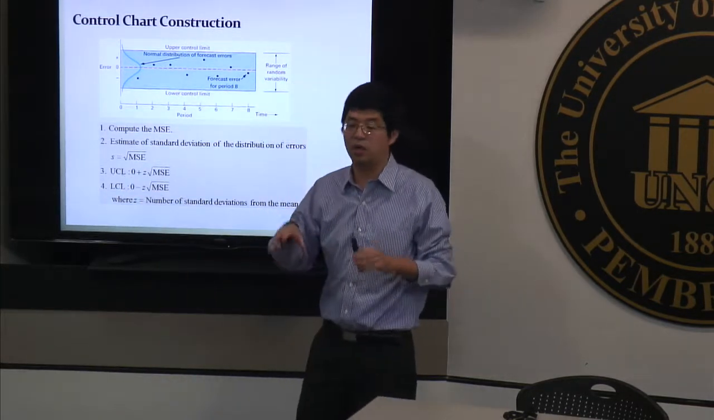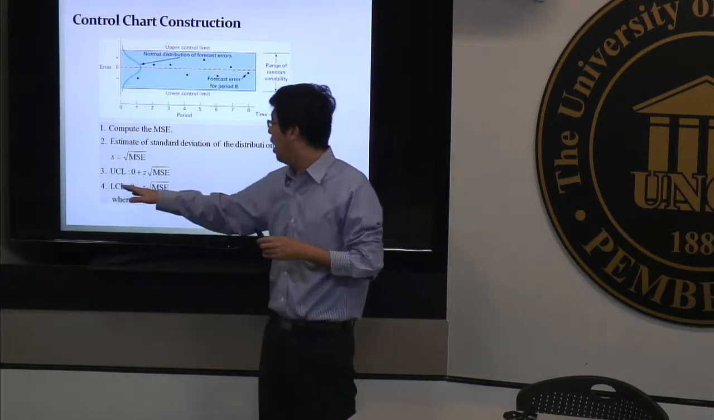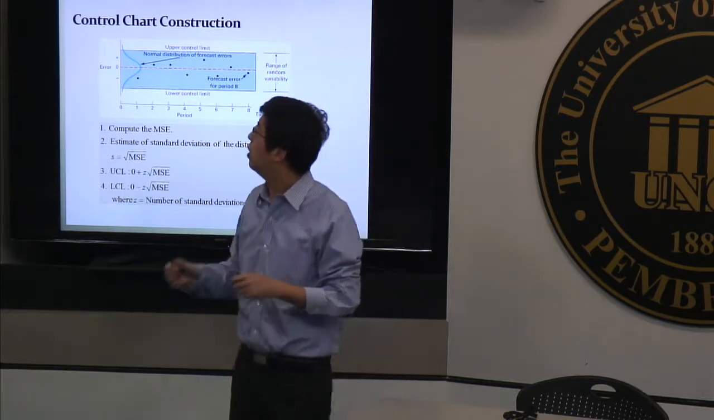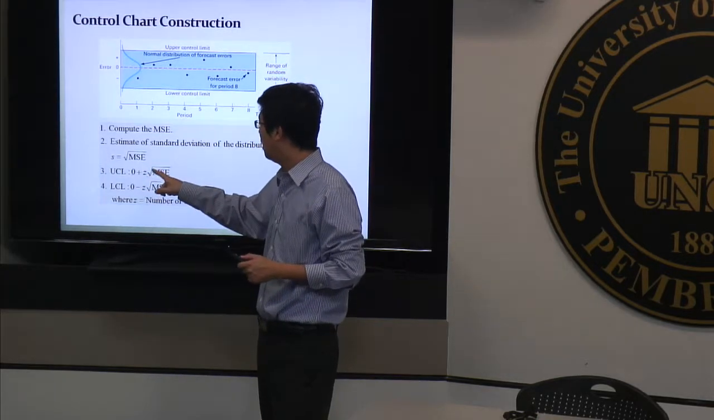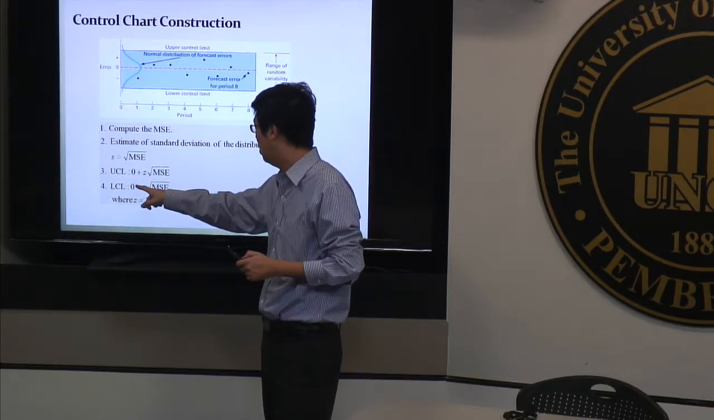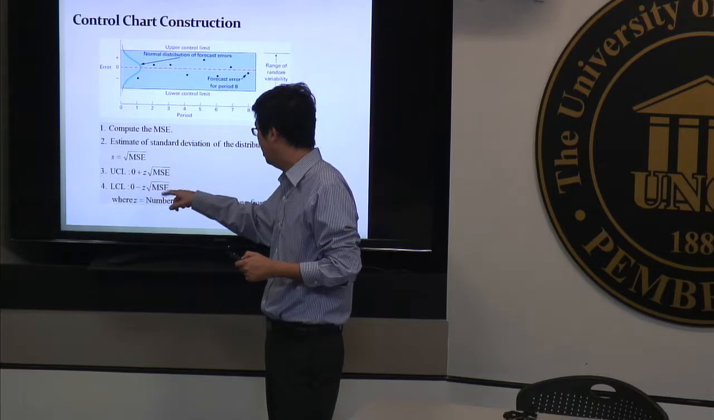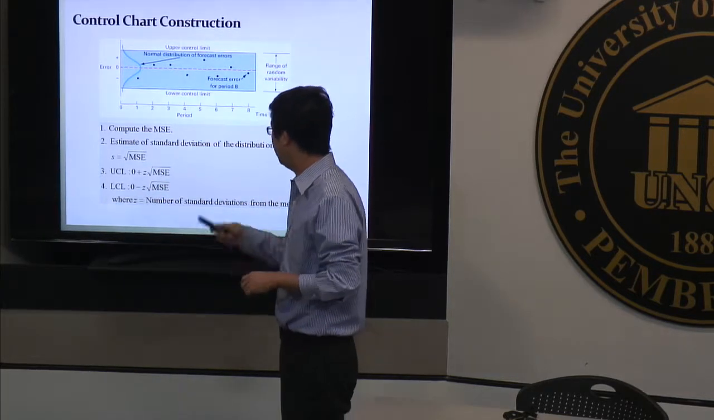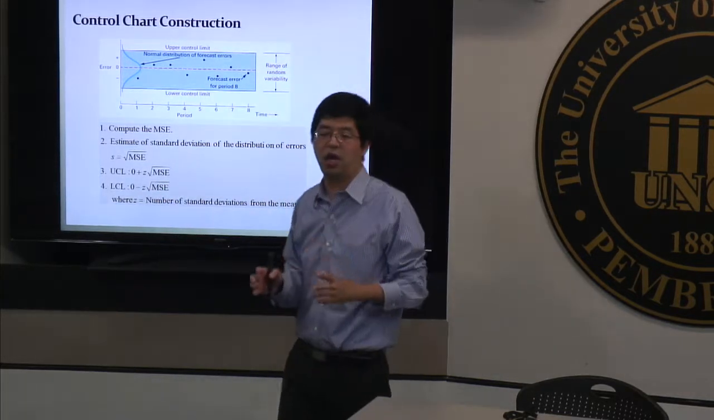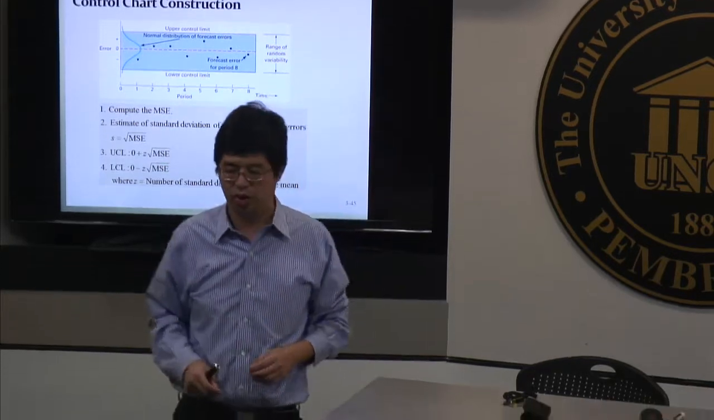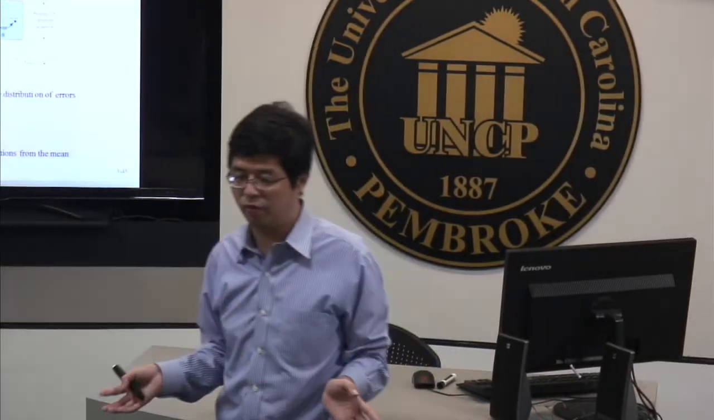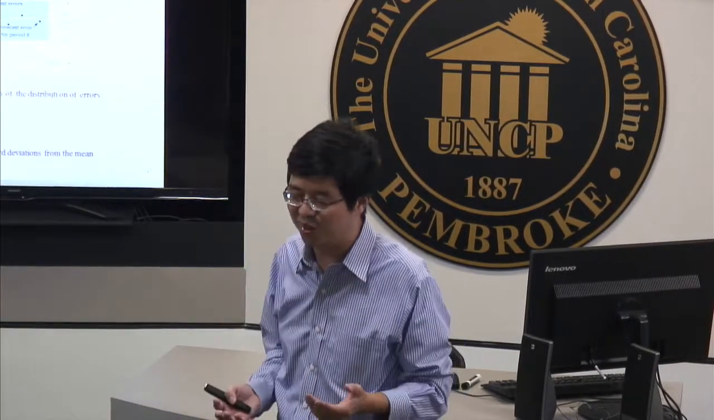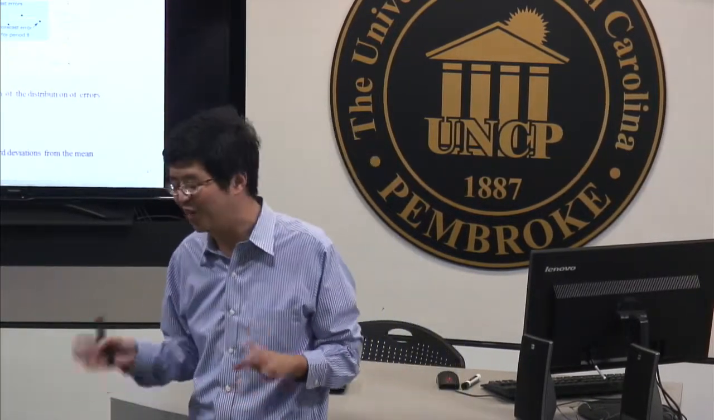UCL means upper control limit. LCL means lower control limit. So it's 0 plus Z times the square root of MSE, or 0 minus Z times the square root of MSE. Z is how tight you want to control your forecast. The bigger the Z, the looser the control on the forecast. You are being a pretty nice person, to yourself, maybe to others.